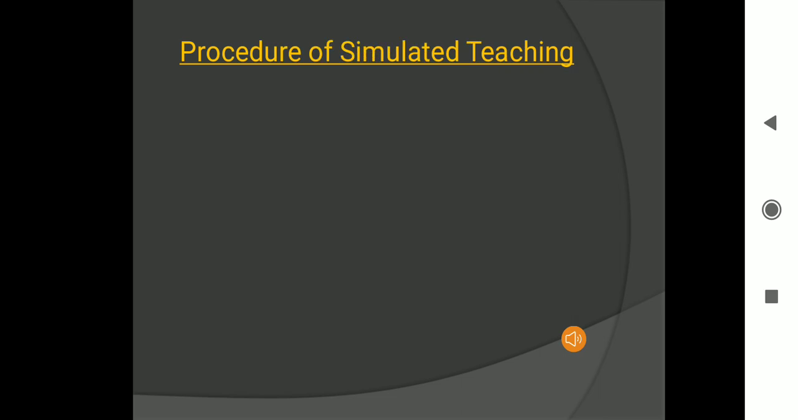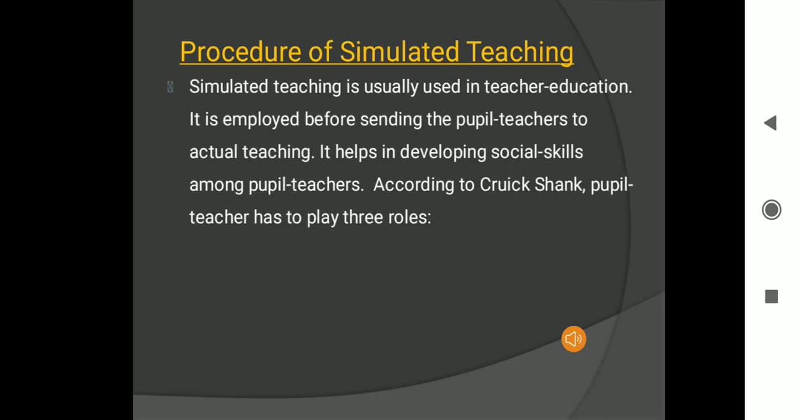Now, the next part is the procedure of simulated teaching. In simulated teaching, the pupil teacher plays both roles, the role of pupil and the role of teacher. In the class, one pupil teacher becomes the teacher and the rest play the role of students. According to Cruikshank, the pupil teacher has to play three roles: the teacher, the pupil and the observer.